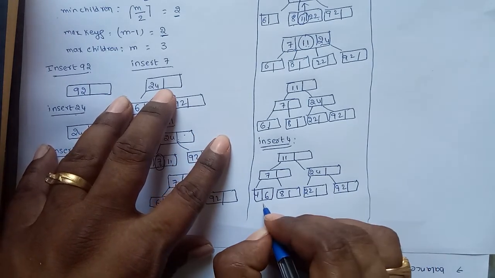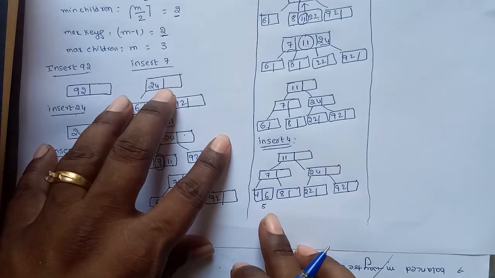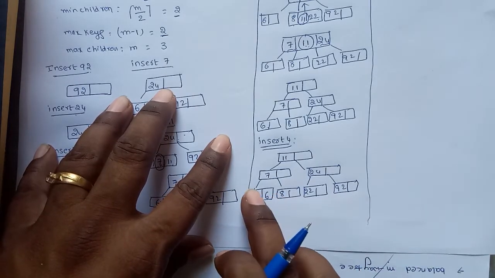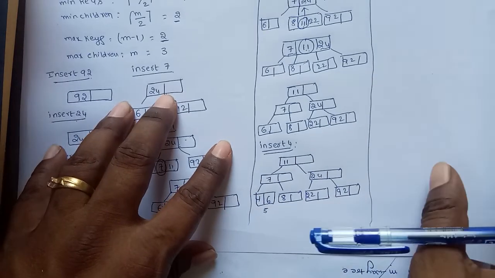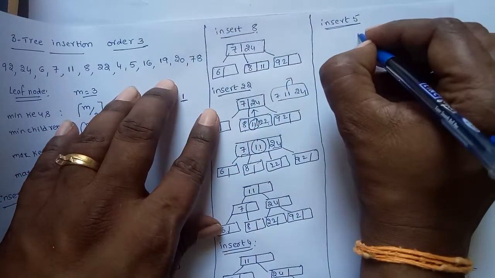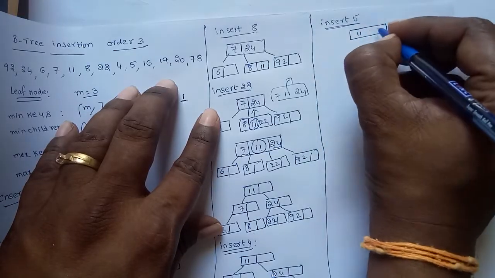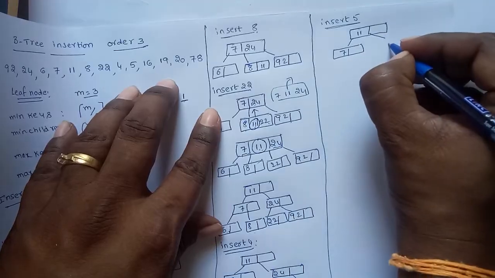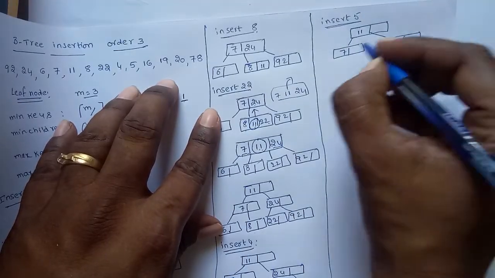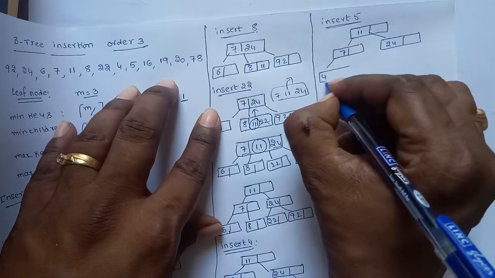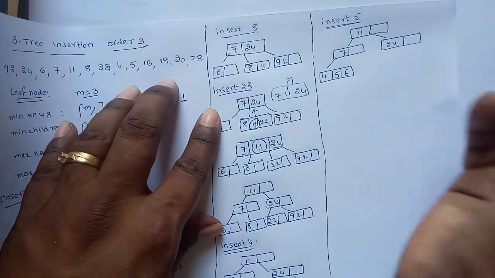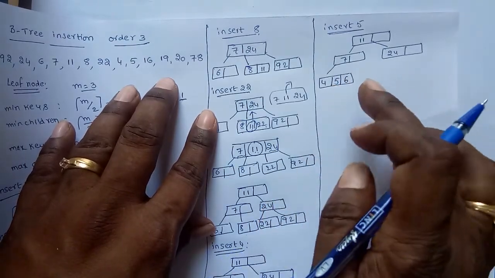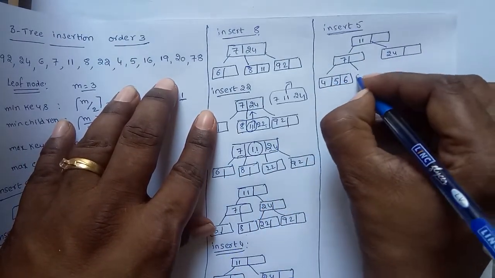Simply I will write again. After inserting 5 at this position, what happens? 4, 5, 6. So it violates the property. So write this one also. 11, 7, 24, 4, 5, 6. Even though it violates the property, place 5 at the proper position. Remember, place the element at the proper position. 8.